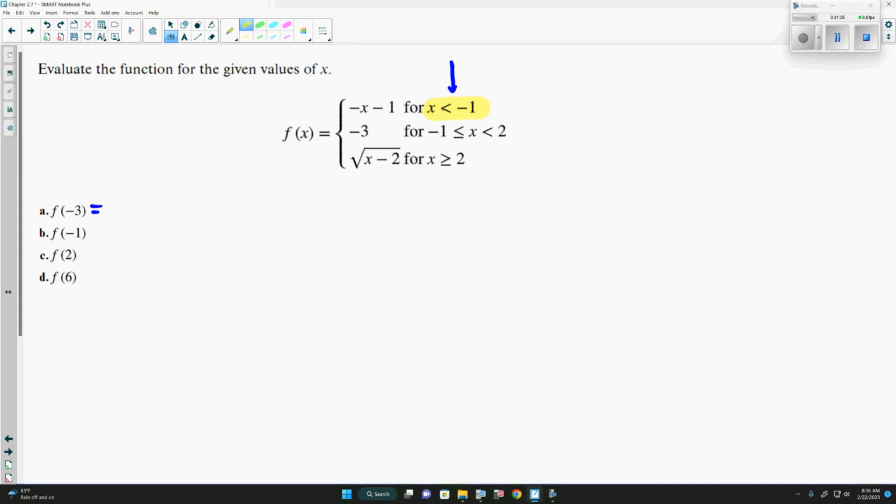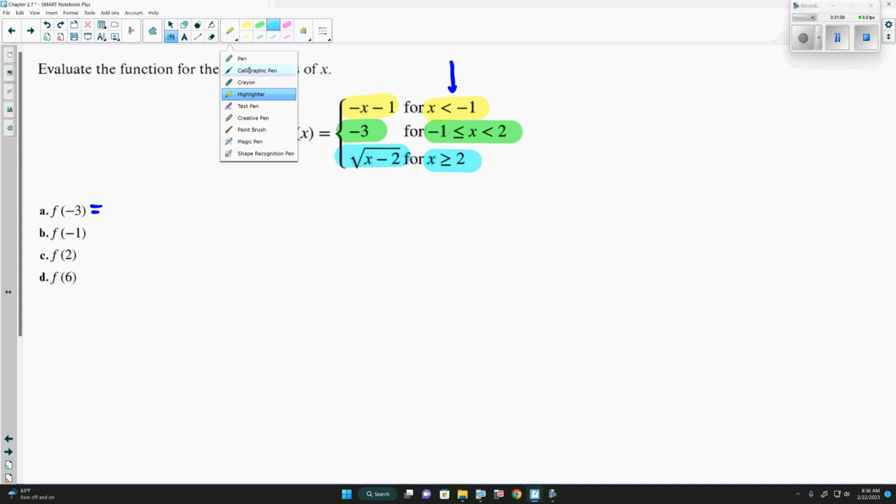So if the values of x are less than negative 1, we're going to use the function negative x minus 1. If the values of x are equal to negative 1 or less than 2, between negative 1 and 2, then we use the function negative 3. And if the values of x are equal to 2 or greater than it, then we use the last function, the square root of x minus 2. Because whatever values of x are going to depend on which function we use.